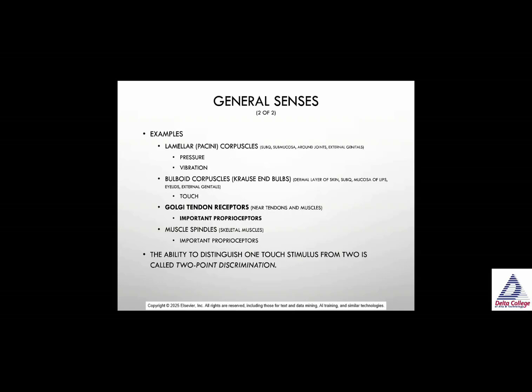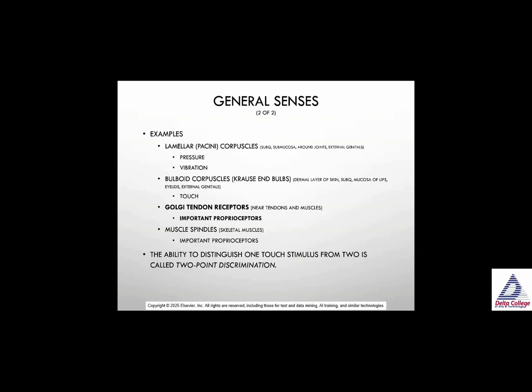The bulboid corpuscles, which are known as Krause end bulbs, this is in the dermal layer of the skin, the subcutaneous, mucosa of the lips, eyelids, and external genitals, and they sense touch.